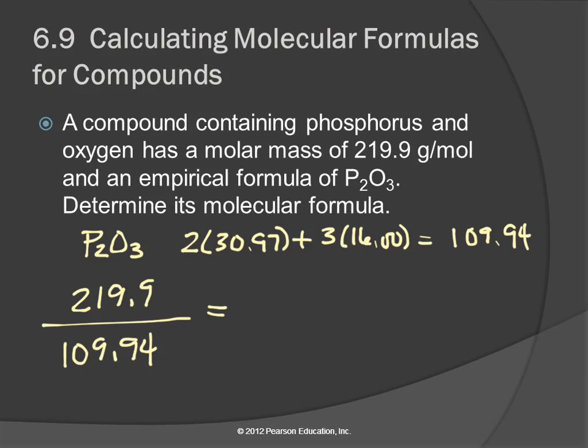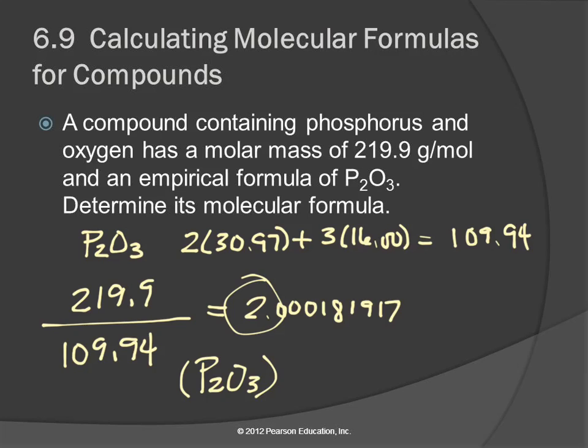So we got 219.9 divided by 109.94, and the calculator shows me 2.000181917. That's 2. Okay, that's really close to 2. That tells us that there are 2 of these in the actual molecular formula. So we take our empirical formula and we multiply it by 2.